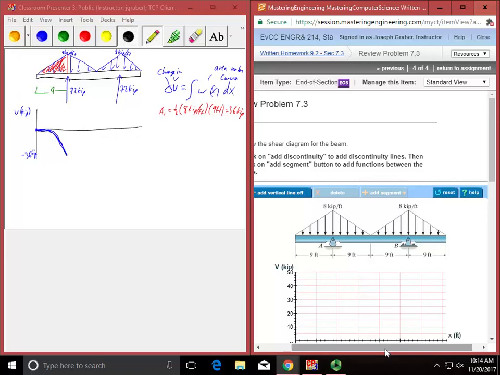Okay, then what happens? Jumps up 72. So I'm going to positive 36 now. I'm going to be way up here. Or 72, sorry, not 32. I'm going to be at positive 36 kip.